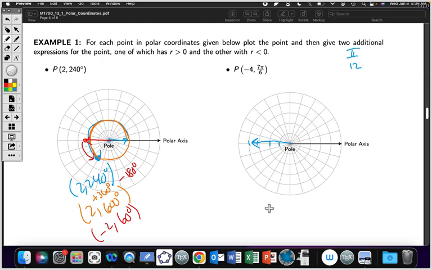I'm still on the circle of radius 4, but I'm starting here on the left-hand side of the pole. Now I want to rotate 7 pi over 6. So once again, we're thinking in radians. Halfway around would be 6 pi over 6, which is pi. Then I need to go another pi over 6. So another pi over 6 would be 2 of these pi over 12 increments, and that would land me right there. So that's negative 4, 7 pi over 6.